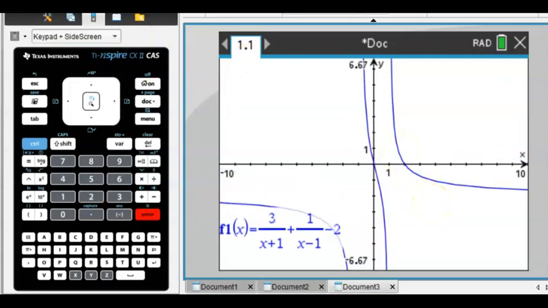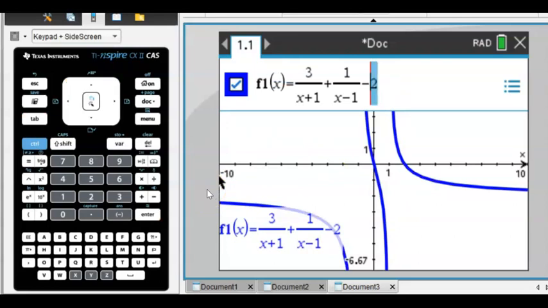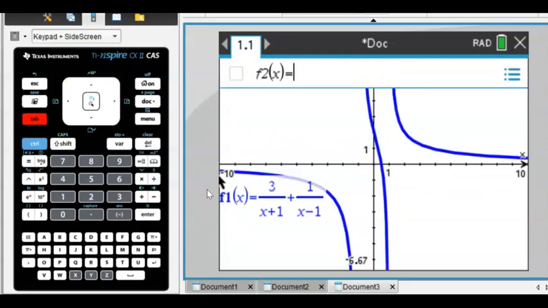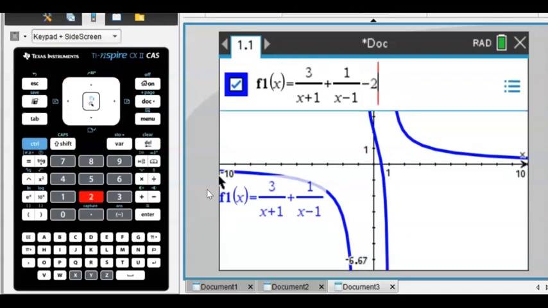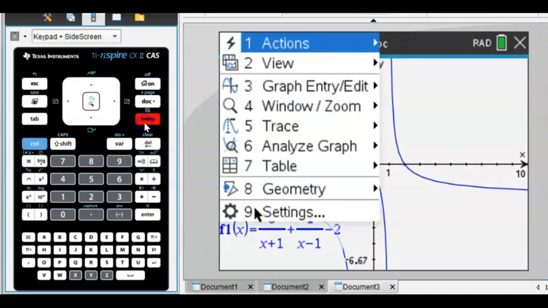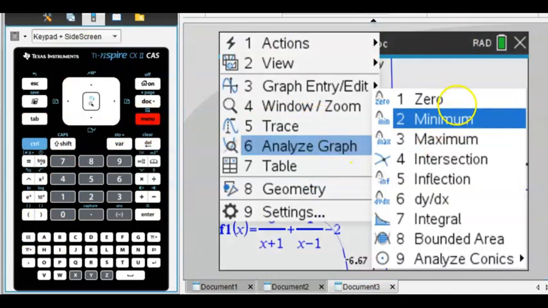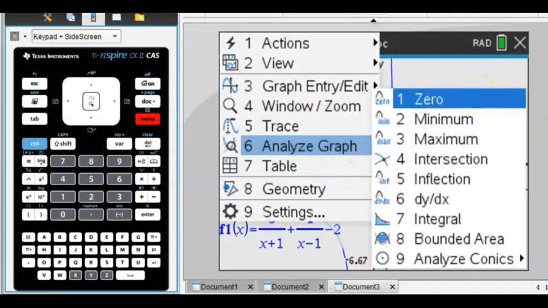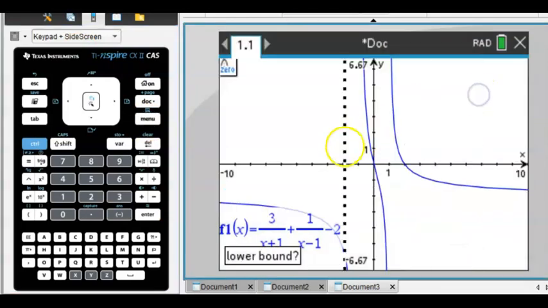You may have noticed that your graph has actually shifted downwards by exactly 2 units. And that's what this minus 2 will do for you. It is shifting your graph downwards by 2 units. Okay, so now that you've shifted your graph down, we don't have to use the intersect function. We're actually going to use the 0 function in your calculator.